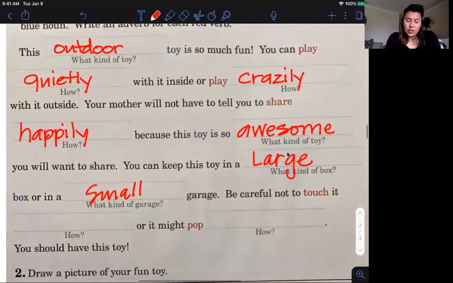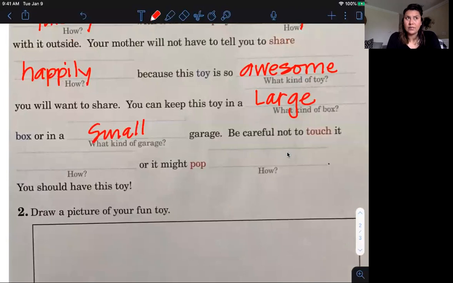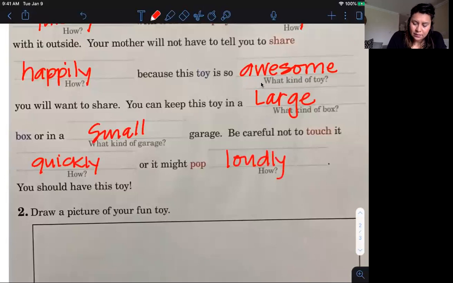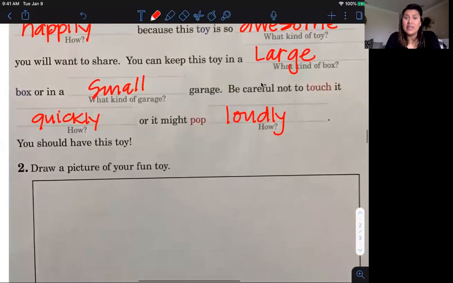Be careful not to touch it. Be careful not to touch it quickly. I'm imagining like a really giant water balloon, or it might pop loudly. You should have this toy.